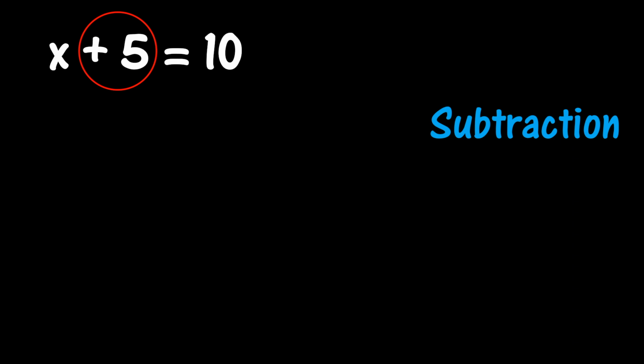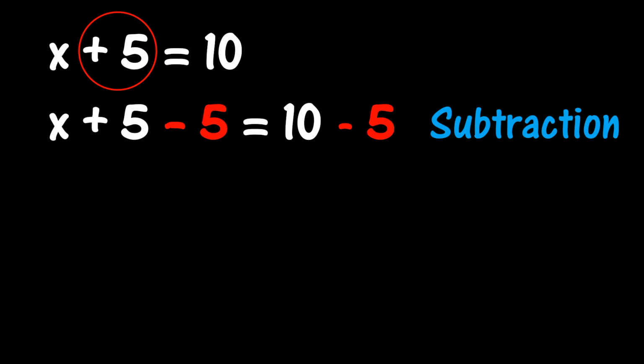However, one thing to note when solving equations is, what we do on one side of the equal sign, we must do on the other. This means we have to subtract 5 from both sides. Doing so leaves us with the equation x plus 5 minus 5 equals 10 minus 5.